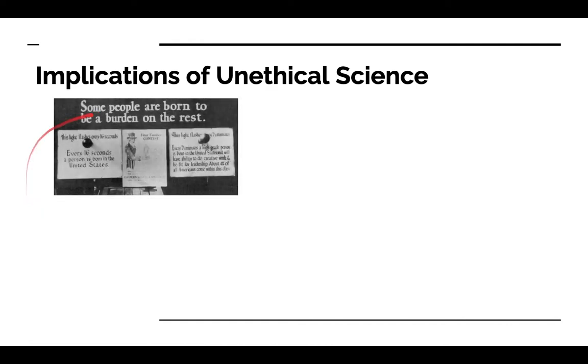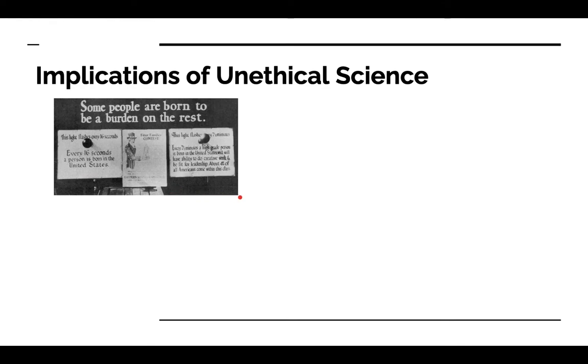All right, some people are born to be a burden on the rest. This light flashes only every 16 seconds. Every 16 seconds, a person is born in the United States. Every 7.5 minutes, a high-grade person is born in the United States that will have the ability to do creative work and be fit for leadership. About 4% of all Americans come from this class.